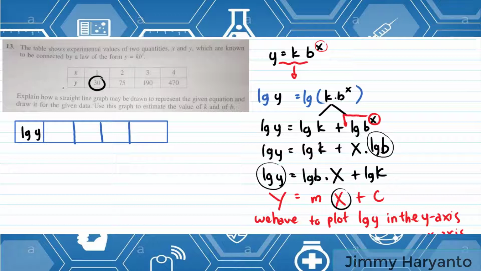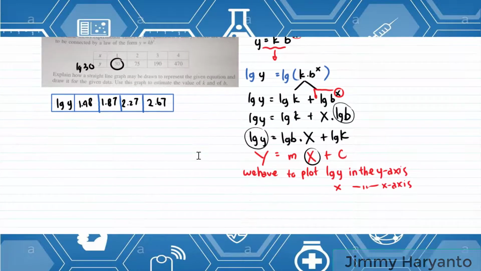And then for the 30, you write lg30 in your calculator. The result will be 1.48. And then for 75, it will be 1.87. And then for 190, 2.27. And the last one, for 70, is 2.67. Okay, there you go. We already get the table. Next, we have to draw it.